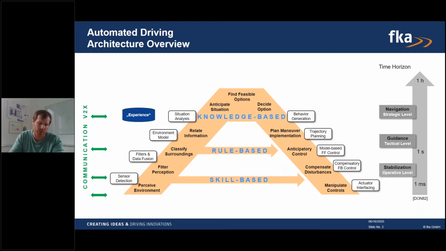And then on the way down, what we do with all the information we gathered. We want to derive an action plan, generate an intended behavior for the vehicle, and plan a trajectory that represents that behavior. Then of course we need to make sure the vehicle can actually follow that planned behavior or trajectory.